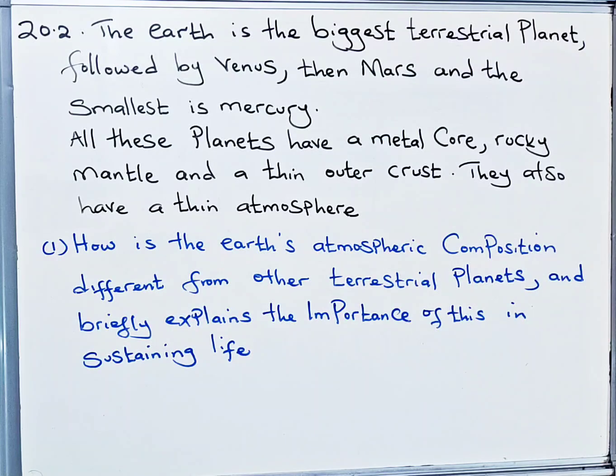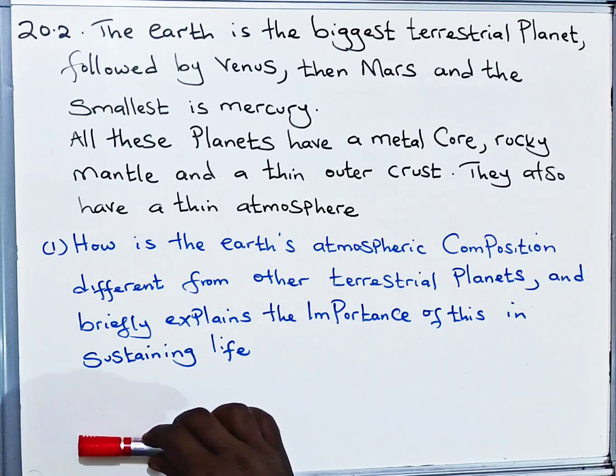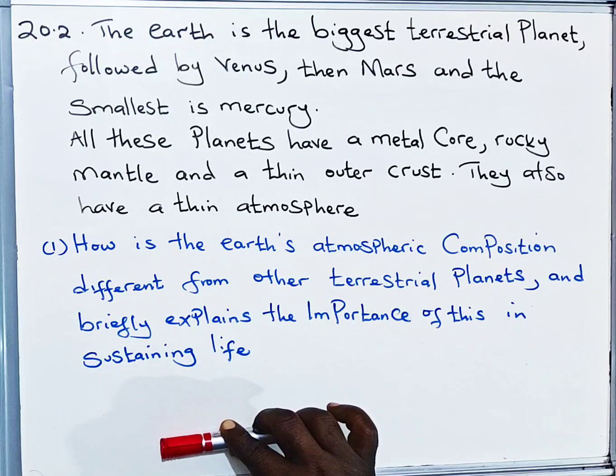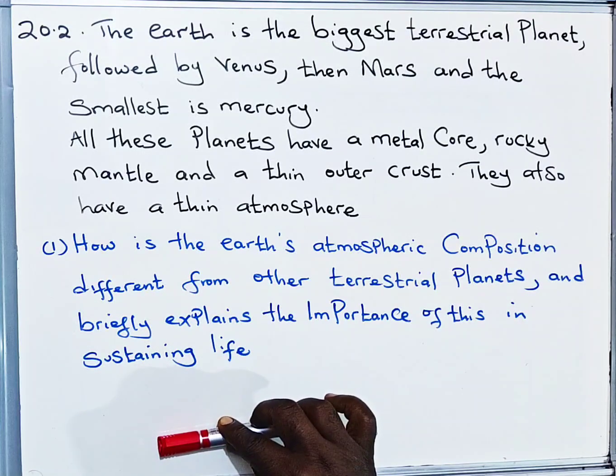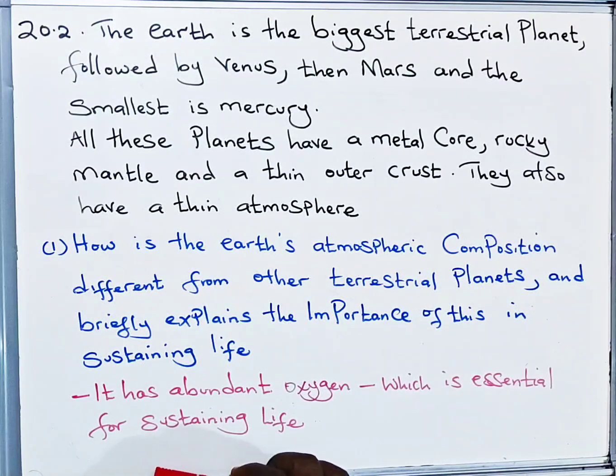The answer is that it has abundant oxygen, which is essential for sustaining life. We have to remember that oxygen is very essential for generating energy through a process of oxidation, which energy helps to sustain life. So it's the presence of oxygen which differentiates Earth's atmosphere from the rest. That is that.